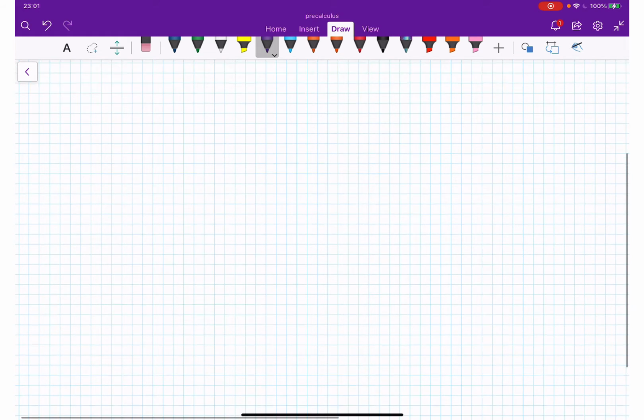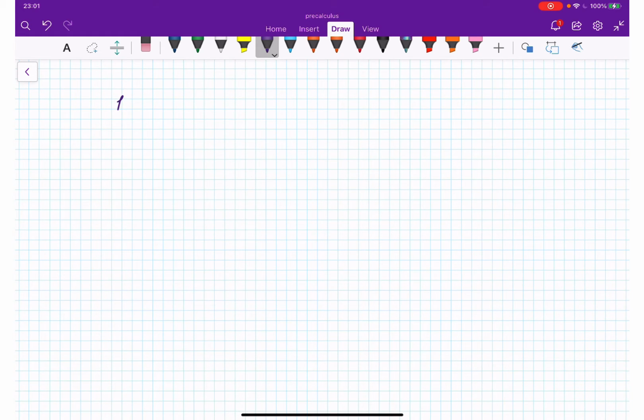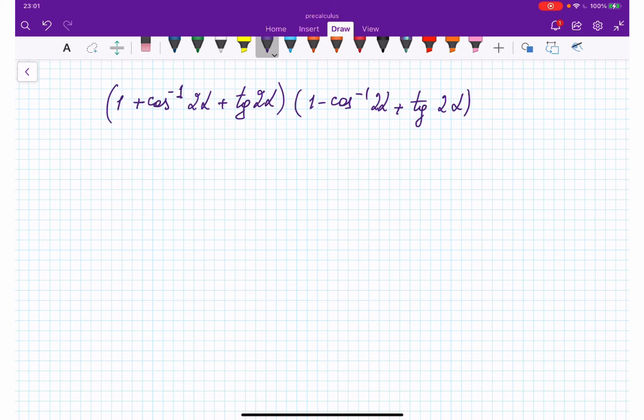Okay, we need to prove that (1 + cos^(-1) α + tan α) times (1 − cos^(-1) α + tan α) is equal to 2 tan α.